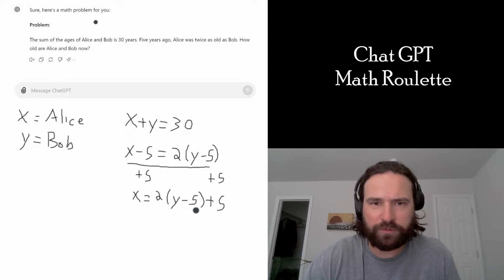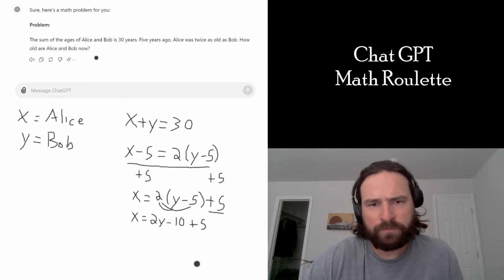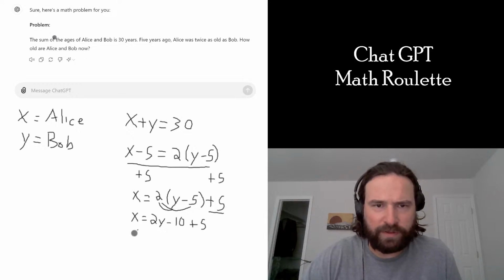I'm going to multiply the 2 through, distribute that 2. So we're going to get x equals 2y minus 10, and then we still have our plus 5 on the outside, so there's a plus 5 at the end. All I did there was multiply the 2 to the y and the 2 to the negative 5. Right? Then we can simplify that one more time just to combine the negative 10 with the plus 5. So x is going to equal 2y minus 5.